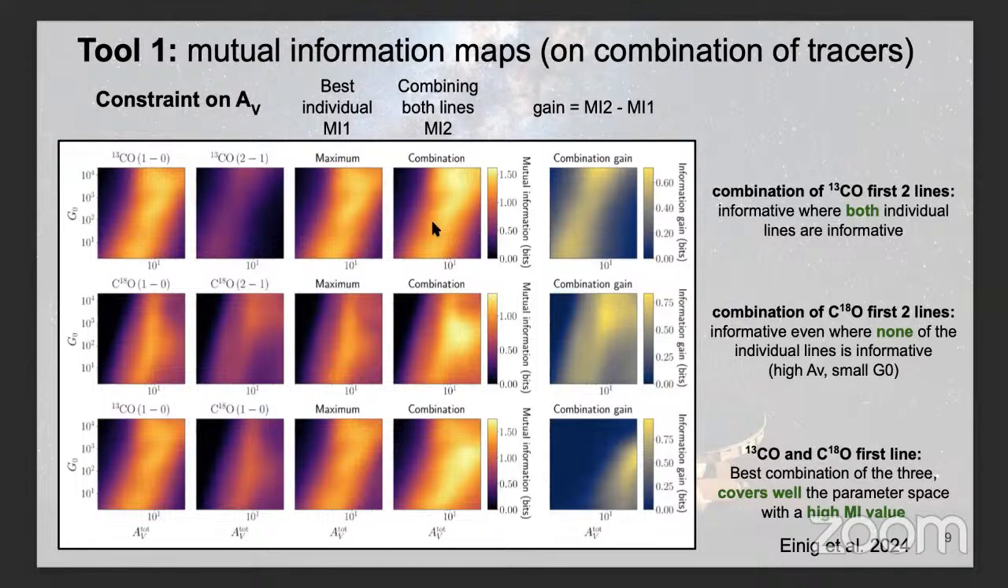And so in some cases, we see that we don't gain so much by combining both of them. For instance, in this case, 13CO 1-0 is a perfectly good tracer, and adding a second line doesn't bring much information. But in some cases, for instance, these last lines, we see that 13CO 1-0 and C18O 1-0 both were not very informative at very high AV and very low G0. But the combination of the two, there is actually a gain to be had in this corner. So sometimes lines can be complementary.